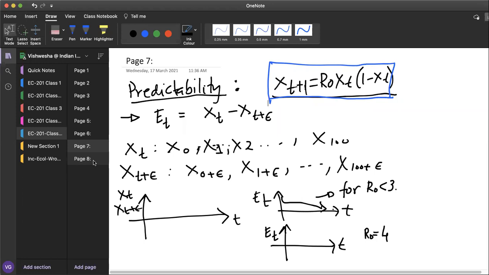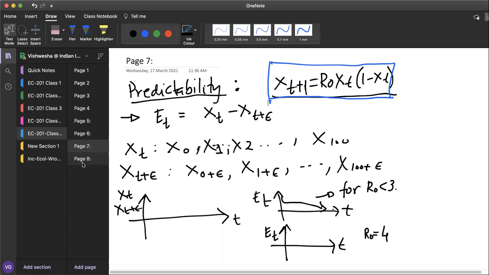Sir, I had a question about chaos. Yeah, please go ahead. Is chaos a property of the models which we try to create, or is it something that can be there in a natural phenomenon too?